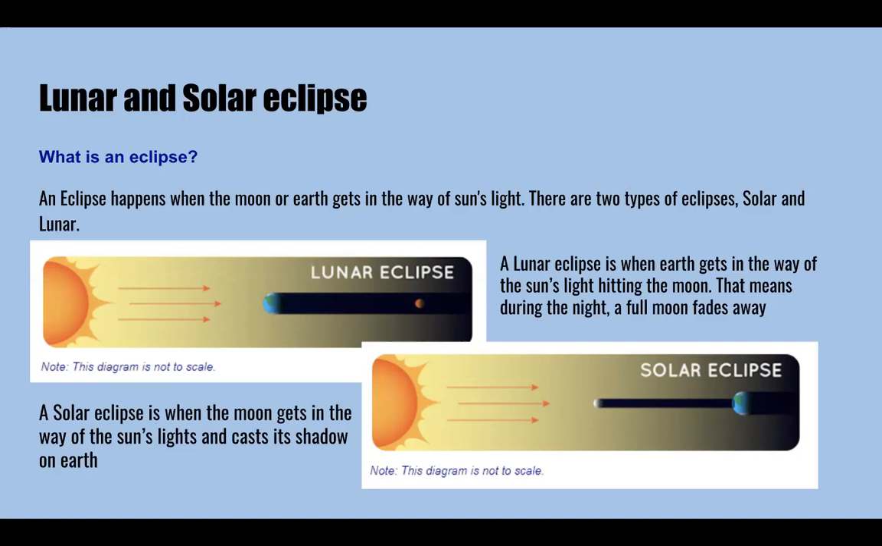And a solar eclipse is when the moon gets in the way of the sun's light and casts a shadow on Earth. A total eclipse happens about every year and a half somewhere on Earth. A partial eclipse is when the moon doesn't completely cover the sun, and it happens at least twice a year somewhere on Earth.